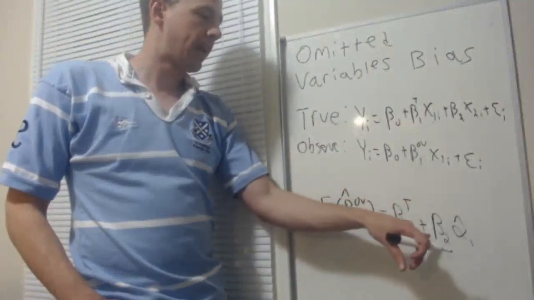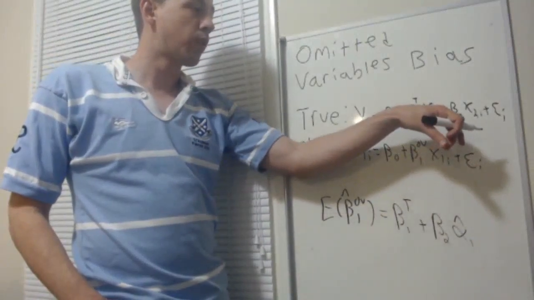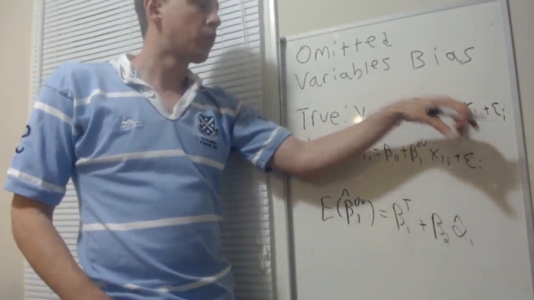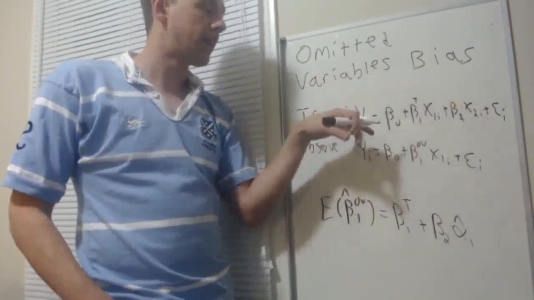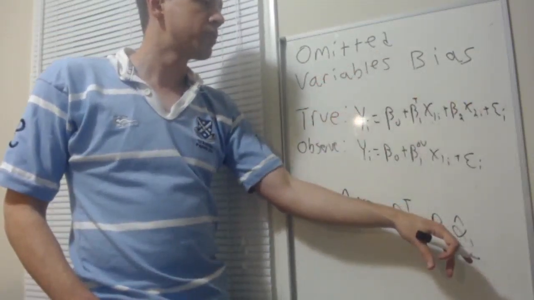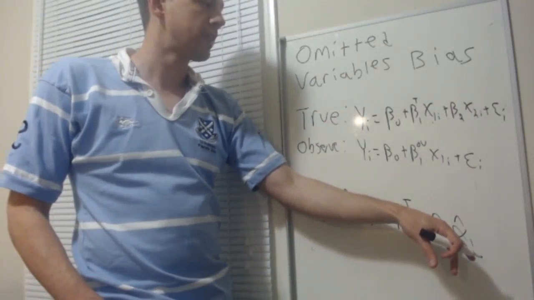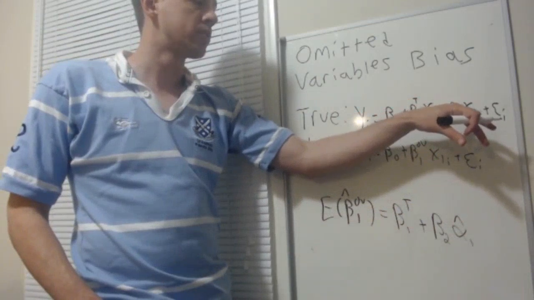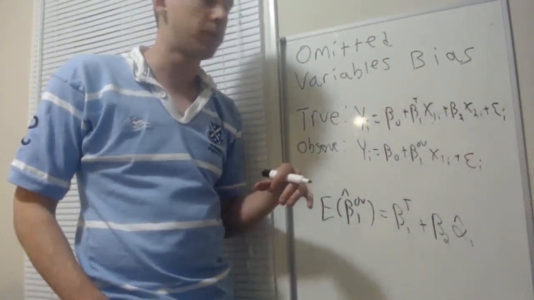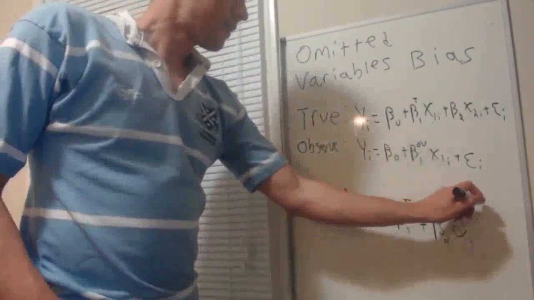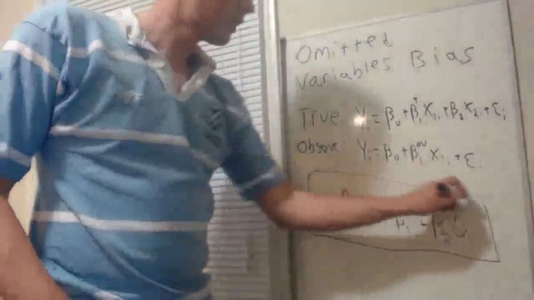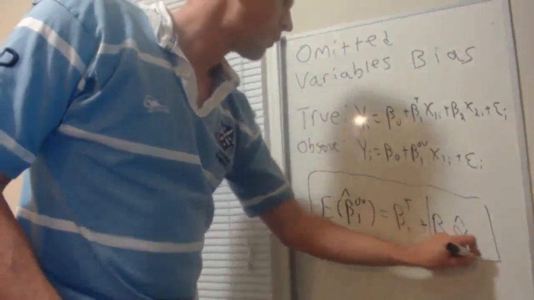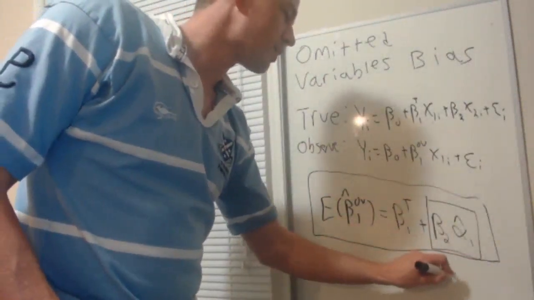beta 2 times alpha 1 hat, where beta 2 is the beta 2 from this model, the impact that the omitted variable would have on the outcome, and alpha 1 hat is the slope of the relationship between x2 and x1. You get this if you ran a regression where x2 was the outcome and x1 was the explanatory variable. This here is the full omitted variables bias formula, and this second term is referred to as the bias term.